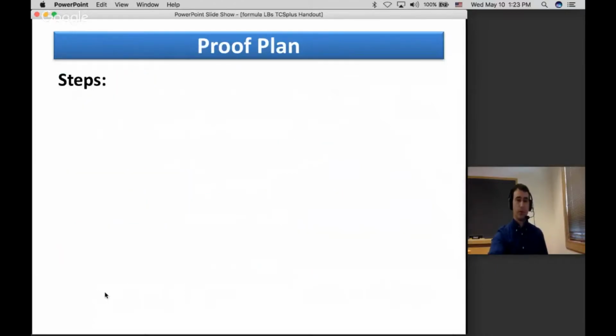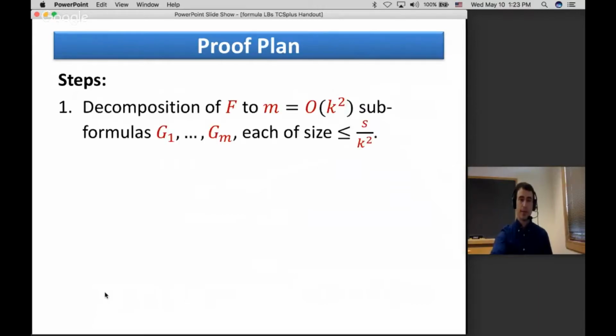So the proof plan will consist of 4 steps. In the first step, we will take this big formula. Recall that we have a big formula of size s, and we want to approximate it using a smaller formula. So we take this big formula f, and we break it down into k squared subformulas of size s over k squared each. So we simply cut the tree into several subtrees of roughly the same size.